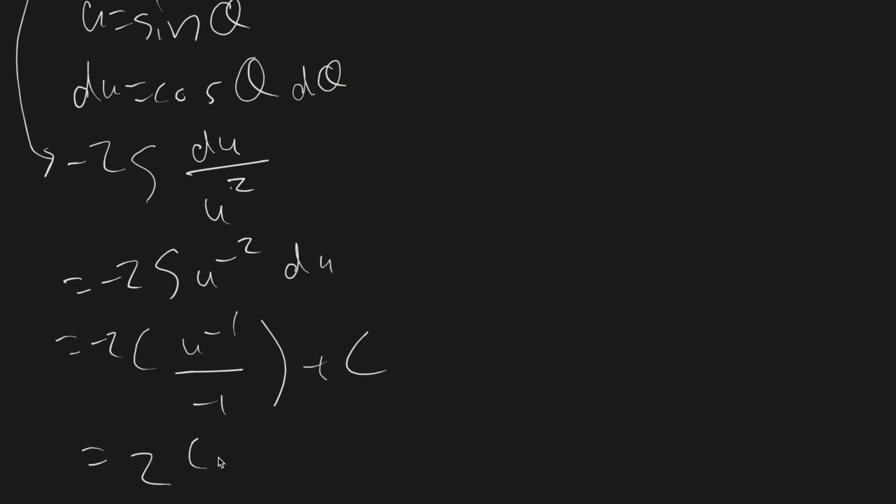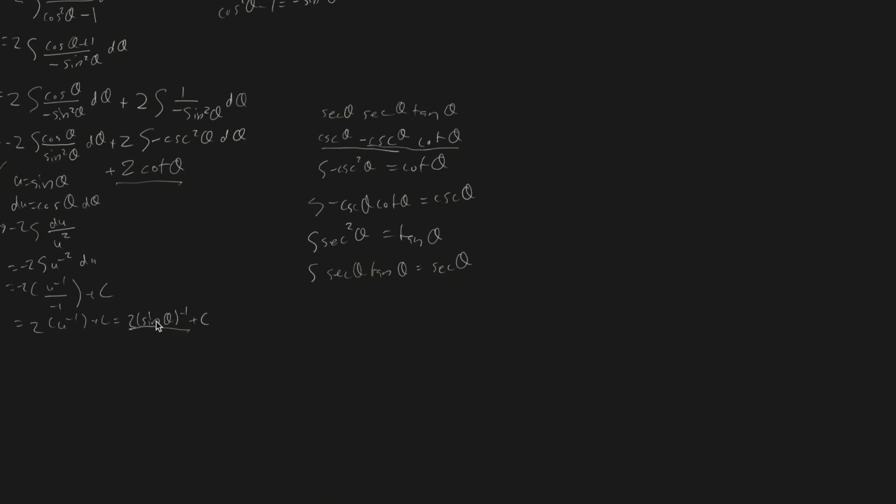which is just 2 times u to the negative 1 plus c, which is 2 times sine theta to the negative 1 plus c. And remember that sine to the negative 1 is just cosecant. So this becomes 2 cosecant theta plus c. When we bring everything together, our final answer is 2 cosecant theta plus 2 cotan theta plus c.